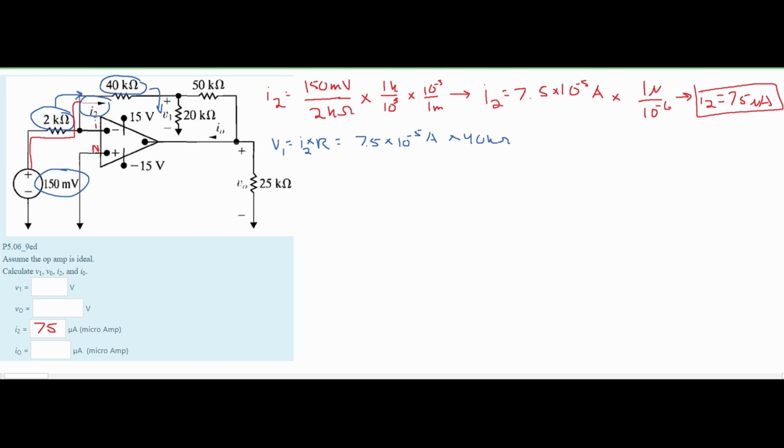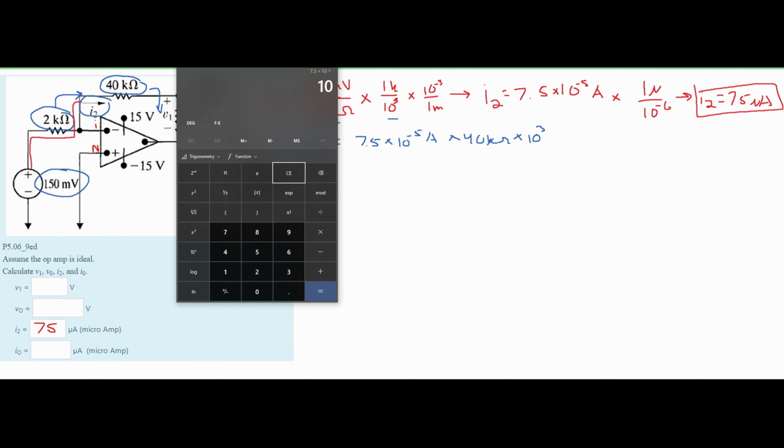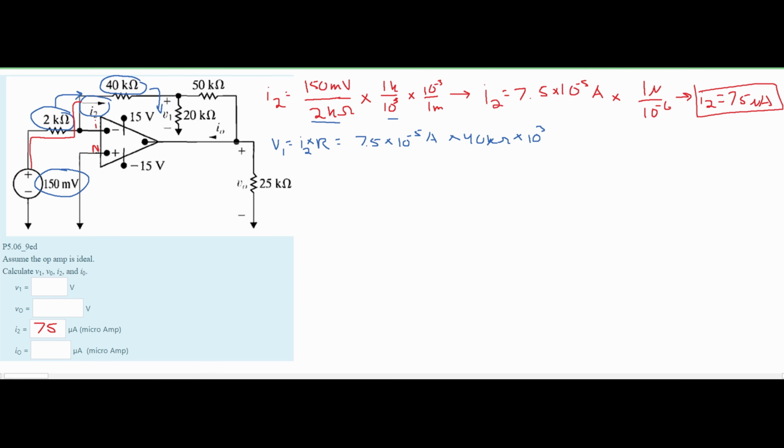We have to convert this to ohms. We already know the conversion, we can look up here. So this is going to basically be, if we get rid of the k, times 10 to the cubed. If we do this, we're going to get that our V1 is equal to 3.